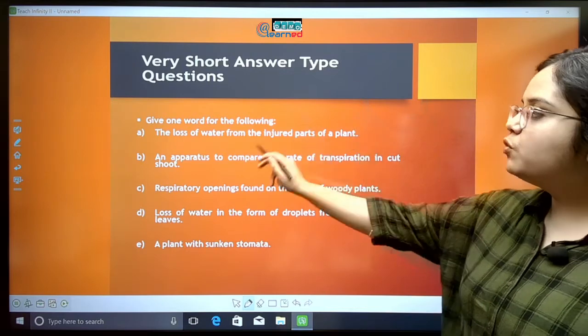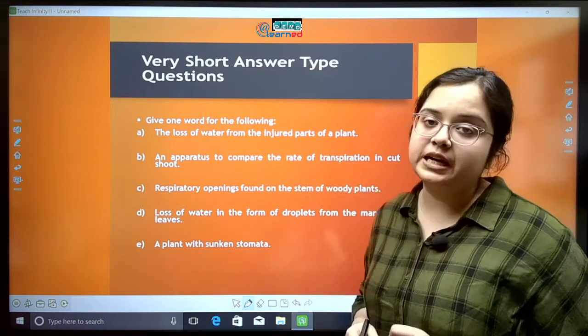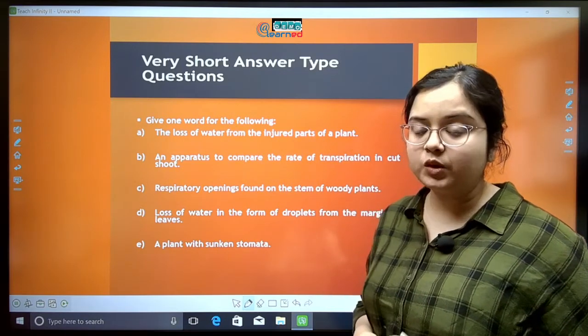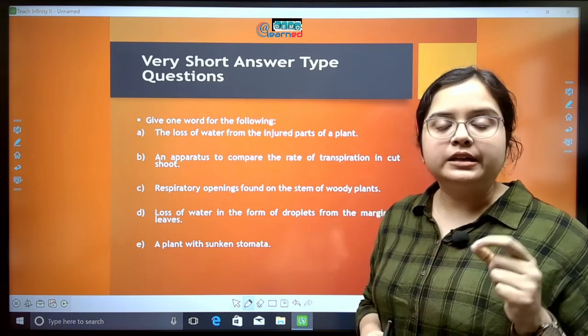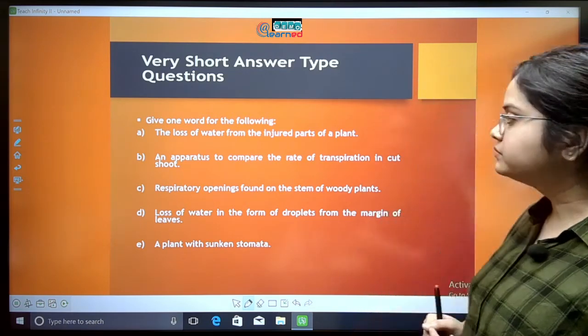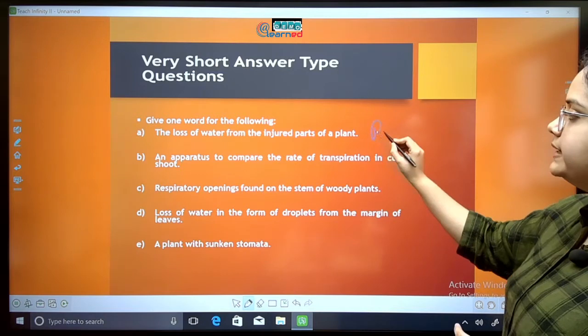The loss of water from the injured parts of a plant, what is it? We have just now studied it. Take a few seconds time. It is called bleeding.